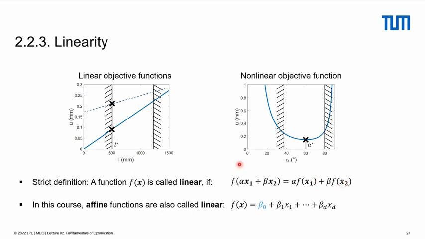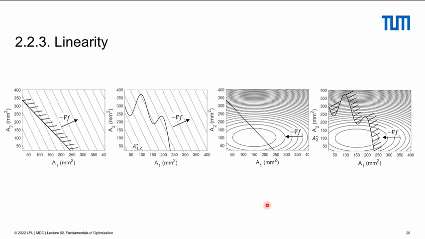However, we like to call objective functions that look like this also a linear function. The mathematicians call these functions affine functions. In this case, it just means you add a constant. So a linear function plus a constant is an affine function, and for our purposes, it's fully okay to call both a linear function.